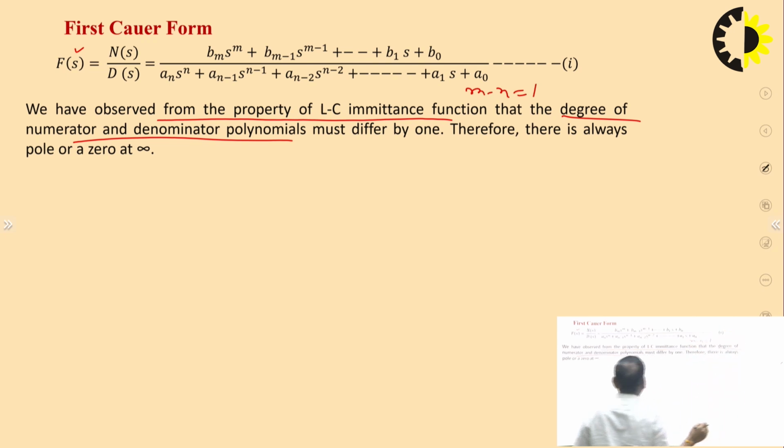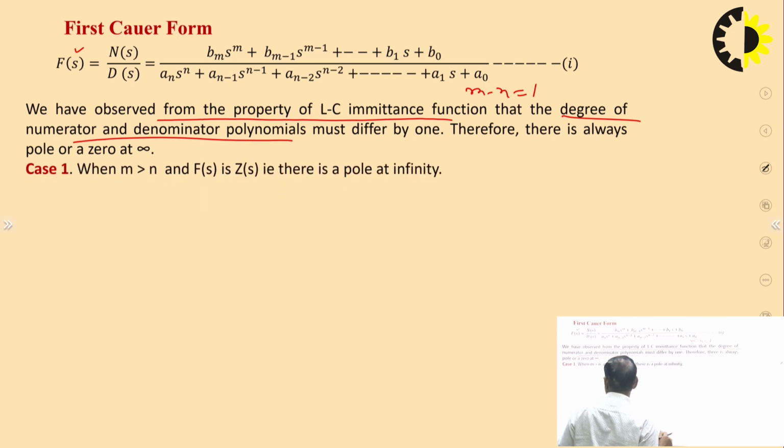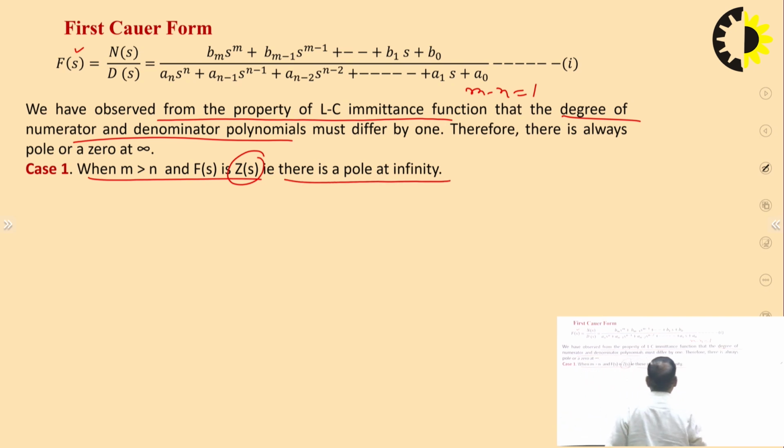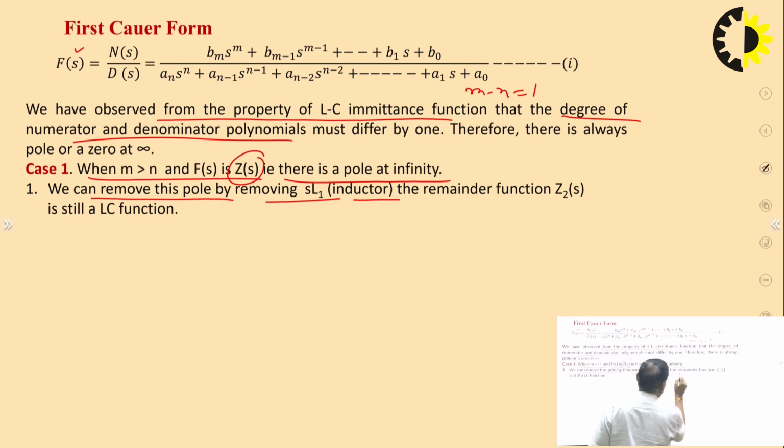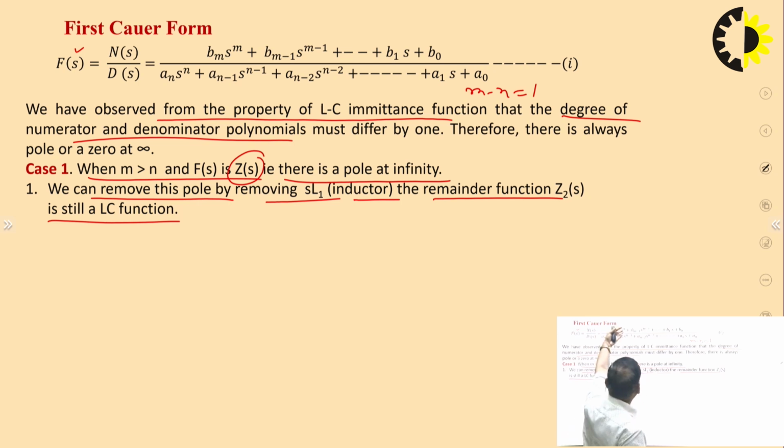So there may be a pole at infinity or there may be a pole at origin. We take the first case when m is greater than n and F(s) is Z(s), that is, there is a pole at infinity. What we do is remove this pole by removing this inductor, then the remaining function is still an LC function. So, we carry out the division, dividing the numerator polynomial by the denominator polynomial.